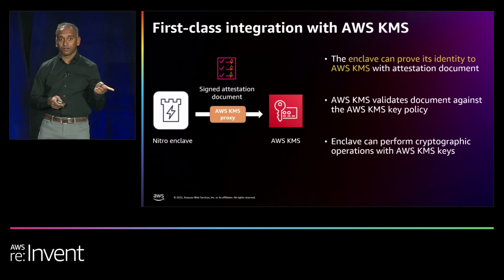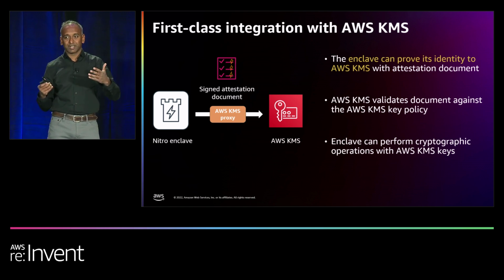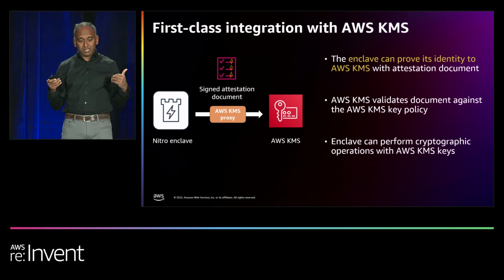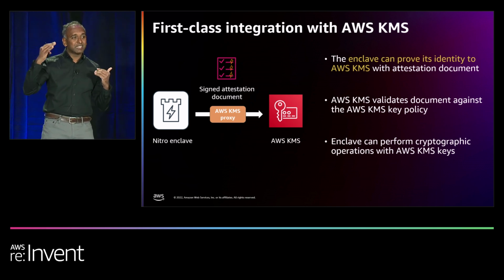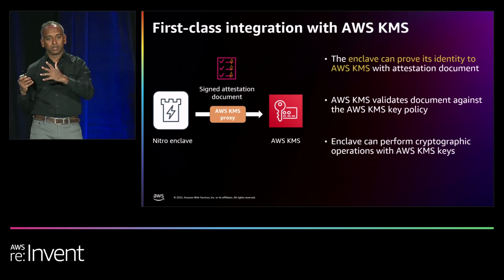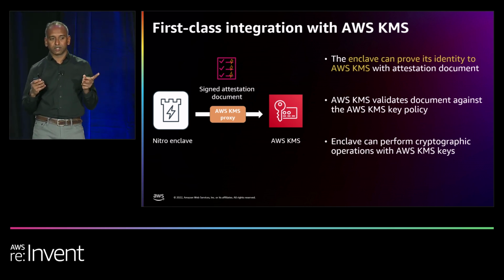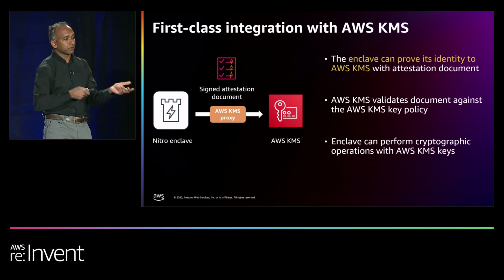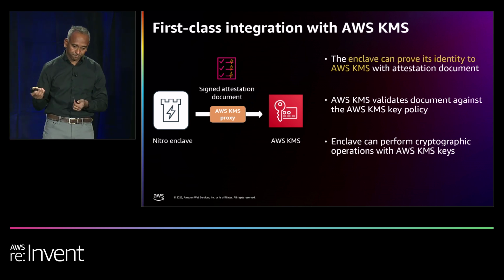We leveraged all of this we just talked about to provide you with first-class integration with AWS KMS. The enclave can prove its identity to KMS with the attestation document we just talked about, the one that got signed by the Nitro hypervisor. And KMS will validate this against a preset key policy. Only if the measurements in the document match the preset key policy will KMS decide to reveal secrets to the enclave. The enclave can then proceed to get the secrets and use that to decrypt the data that's sitting inside the enclave.